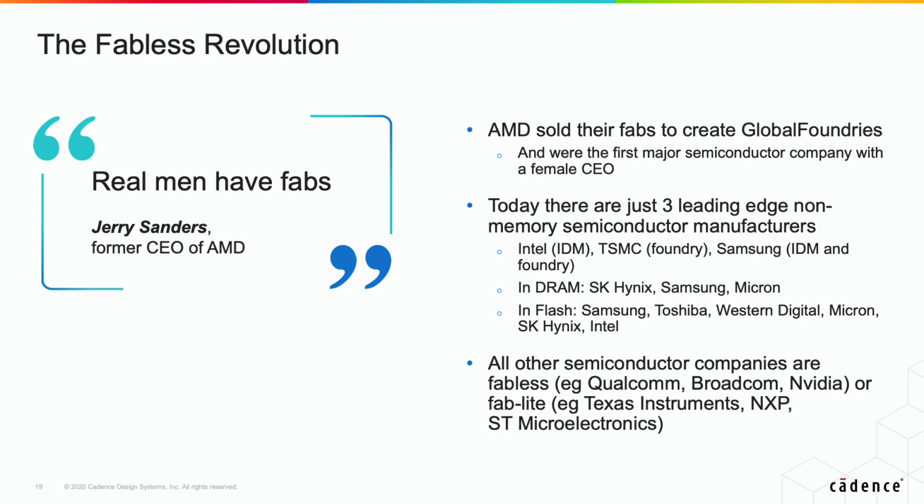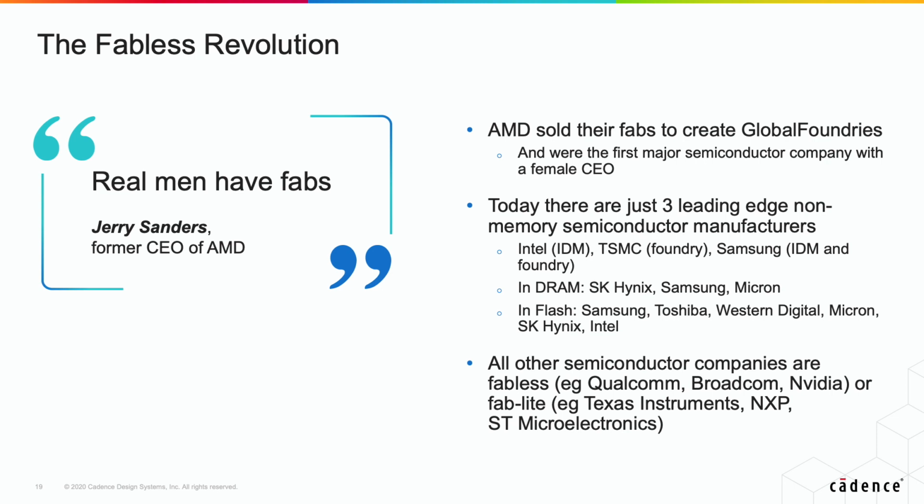So today there are just three leading-edge, non-memory manufacturers: Intel, TSMC, and Samsung. GlobalFoundries was on that list. Six months ago I'd have said four, but they dropped out and decided not to do 7 nanometer, not to do EUV, which is one of the lithography technologies needed for 7 nanometer and beyond, and they're focusing on other areas. In DRAM and flash, there are a limited number of manufacturers too, and everybody else is either fabless, like Qualcomm, say, or Broadcom, or NVIDIA.